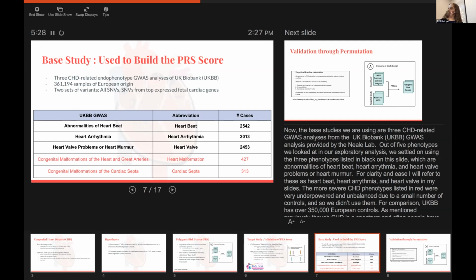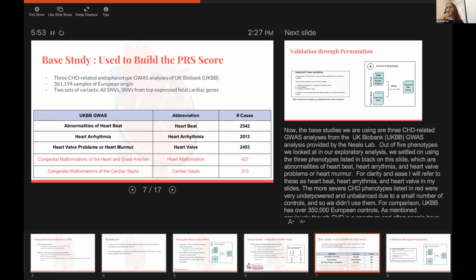Note that the more severe CHD phenotypes listed in red were very underpowered and unbalanced due to the small number of cases, and so we didn't use them. For comparison, UK Biobank has over 350,000 European controls, and you can see in these two GWAS, there's 427 cases and 313 cases.